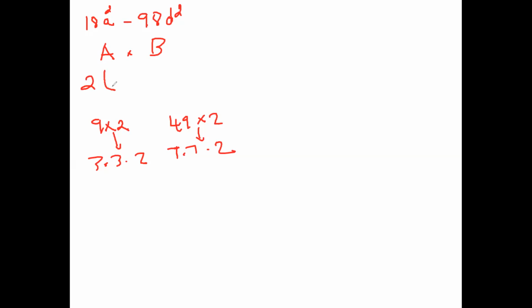What's left inside now? If we divide this by 2, what do you get? If we take these 2 out, we're going to have 9 here, a squared, minus, and if we remove the 2, what's left? 49, that's right, and d squared. Do you think we're done factoring, or do we need to do something else?